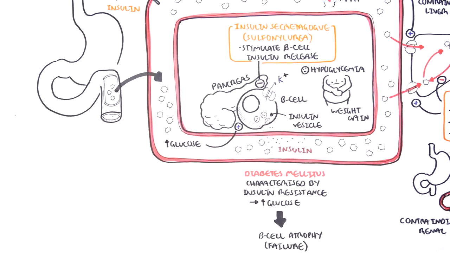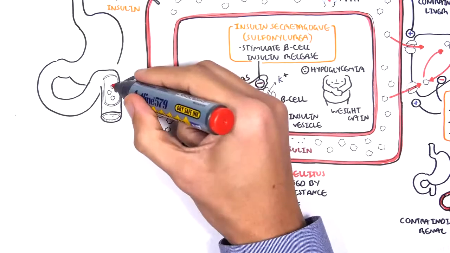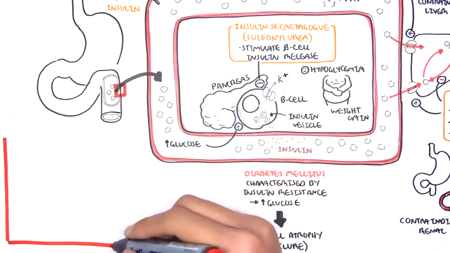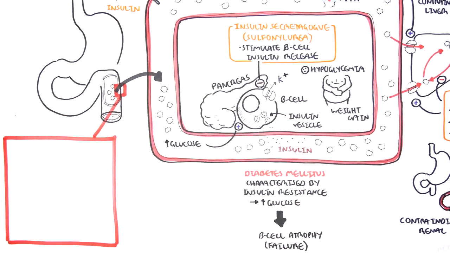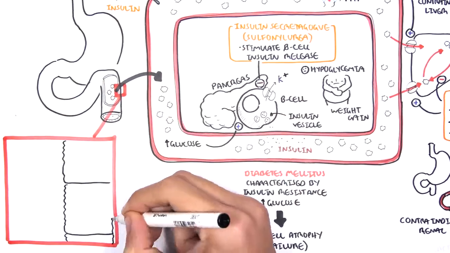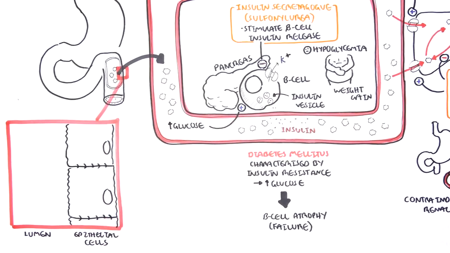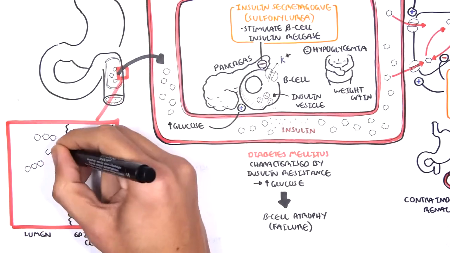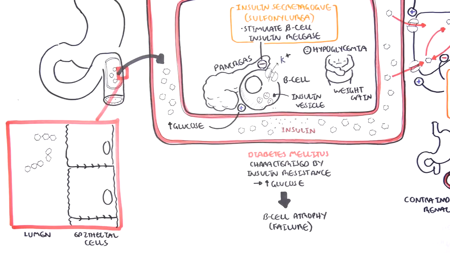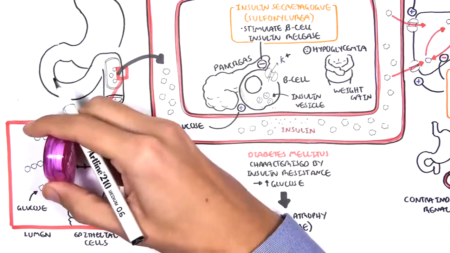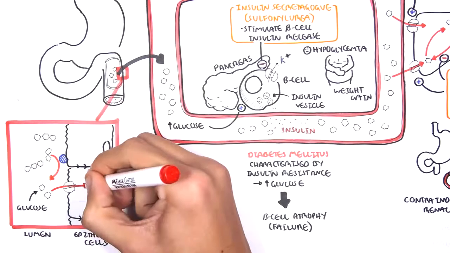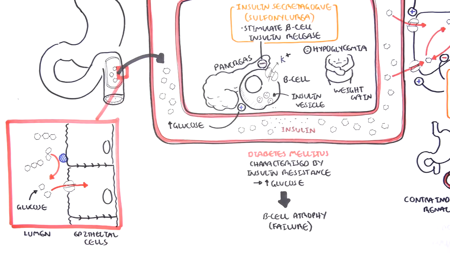The next medications work on the small intestine. So let us zoom into this area here where glucose is absorbed into the bloodstream. Here is the lumen, and here are the epithelial cells of the intestine. In the lumen, there are short carbohydrate molecules that are being broken down into the macromolecule glucose. Glucose is what is being absorbed and enters the blood.